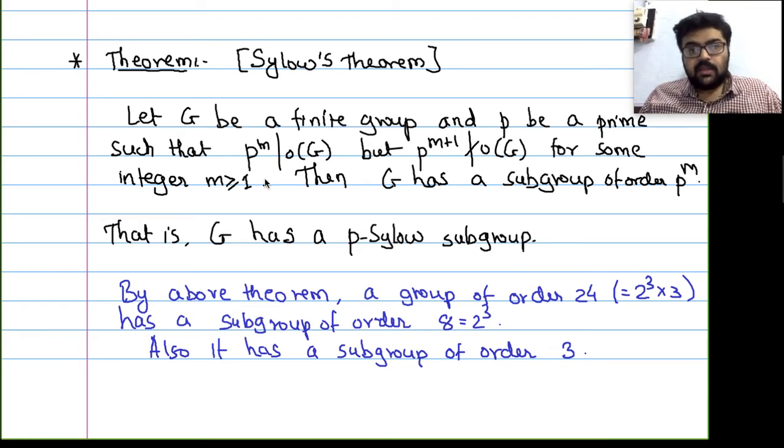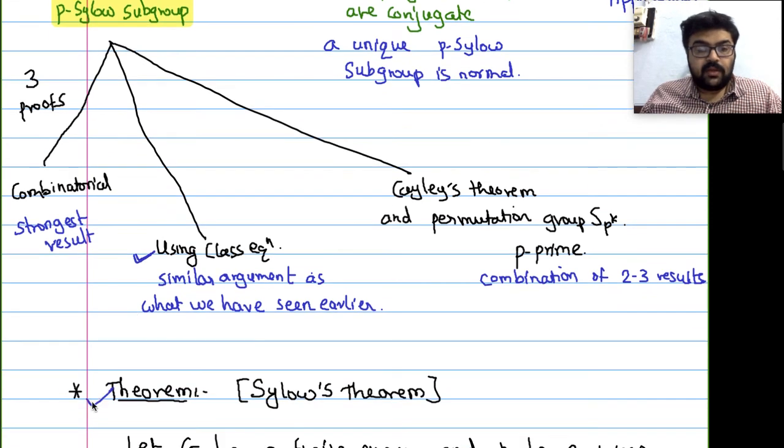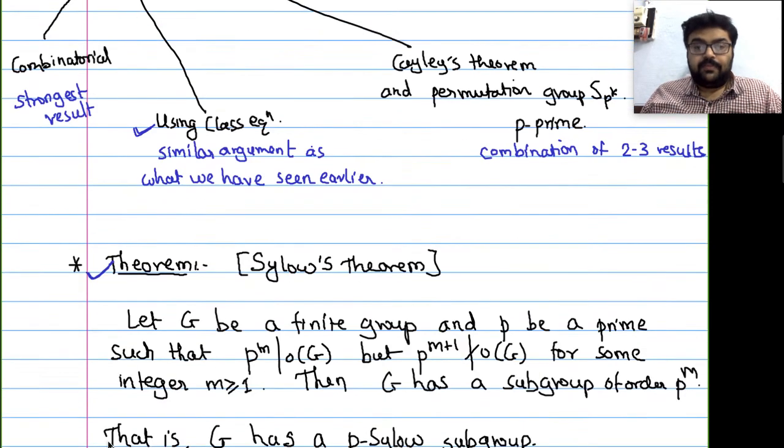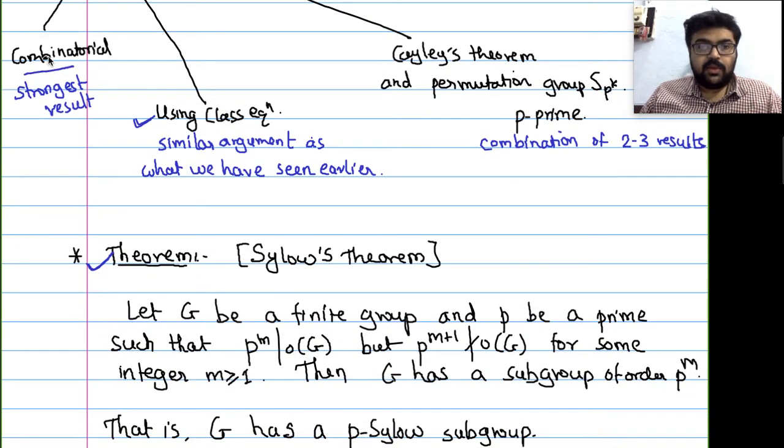And this is proved using the class equation in the book we are following by Herstein. This is what I have stated here, right? But we are not going to study this proof in this video. I will make it in the next video probably for you.